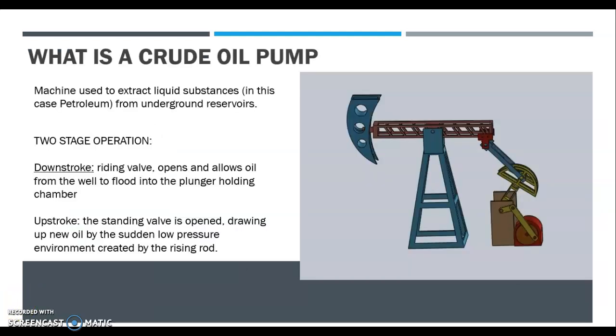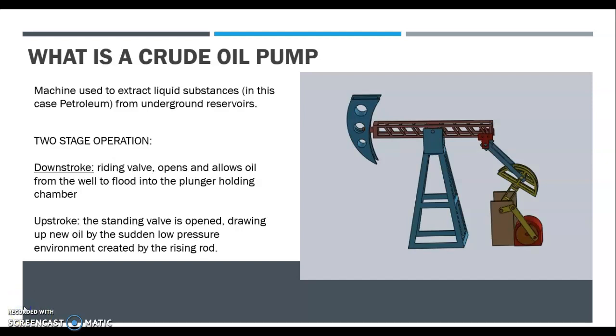Now, we first want to start by talking about what exactly a crude oil pump is and how it works. A crude oil pump is a machine used to extract liquid substances, in this case petroleum, from underground reservoirs. What's interesting about this machine is that the rod operates the oil pump in two stages. One stage occurs in the downstroke of the rod, as it is allowed to fall back into the well, while the other is called the upstroke, when the cranks pull the rod back up higher into the air.